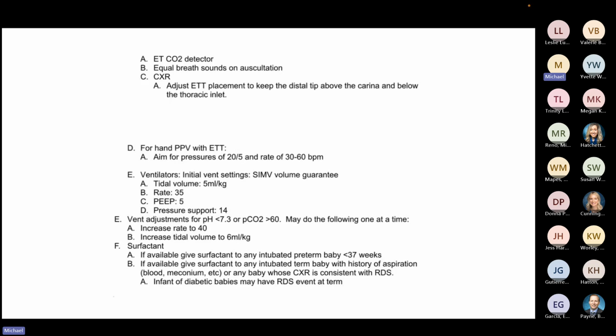Here are also some recommendations for initial ventilator settings to keep on hand as reference. And then there's some documentation here for adjusting ventilators after a post-intubation gas, just to help guide adjusting that ventilator to get the gas in our target ranges for pH and CO2. There are also some recommendations listed for when and how to give surfactant.